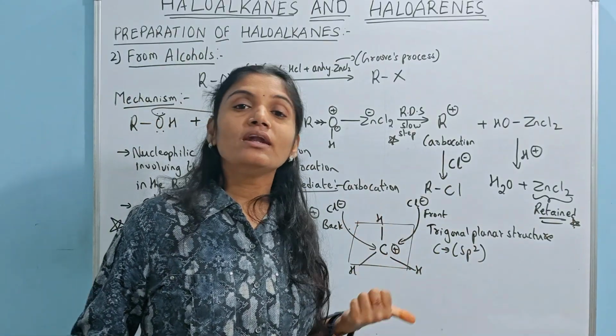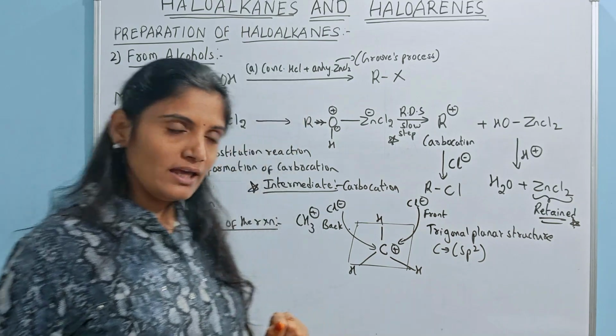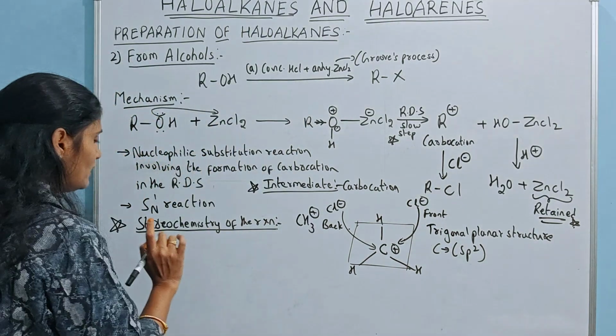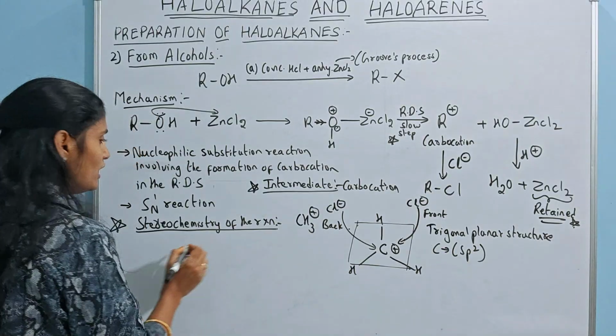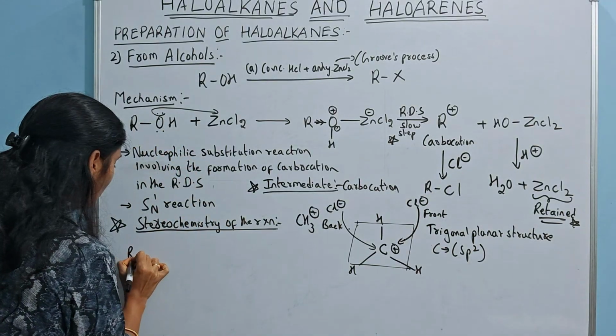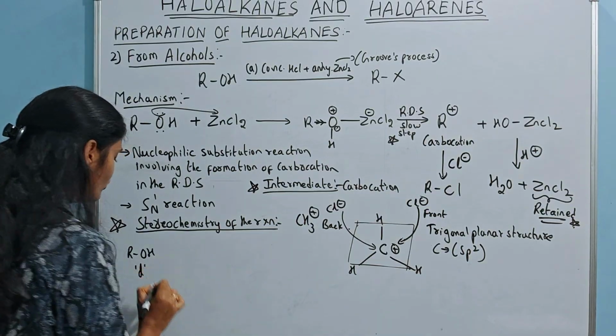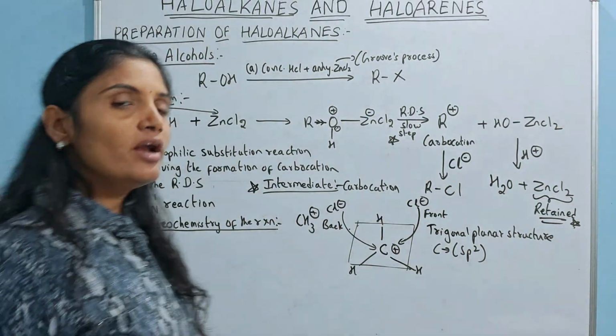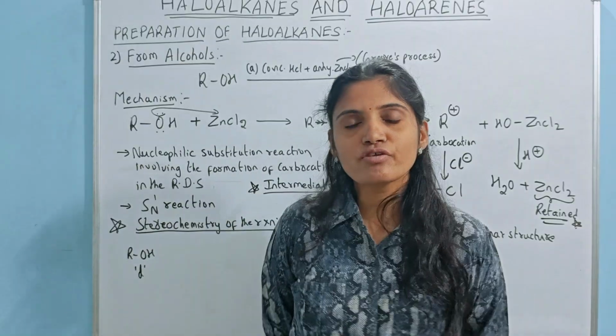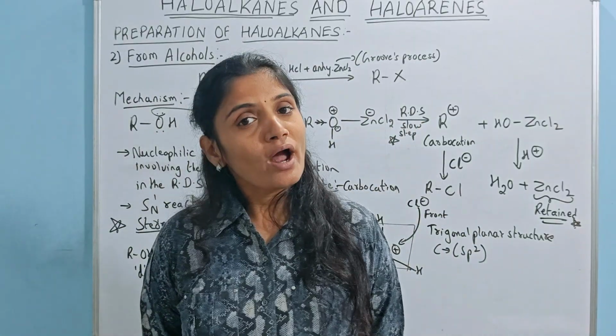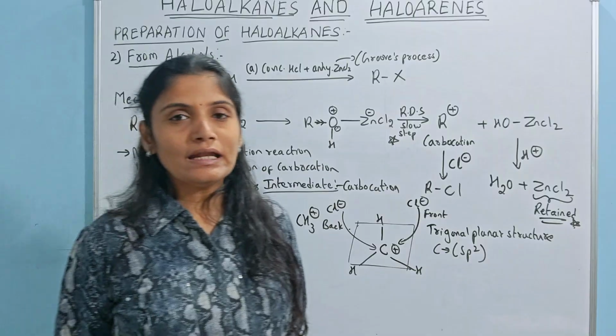I'll make you understand by taking an example. Before that, I'll tell you something. If I have taken an alcohol, and the alcohol's configuration is D, small d, you have studied this in grade 11 when you were studying stereochemistry, dextro and levorotatory.